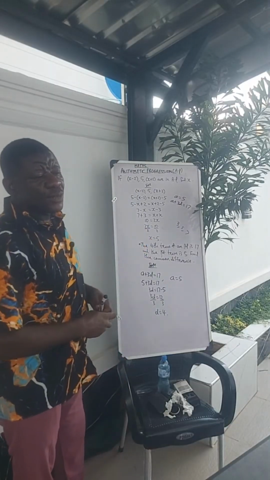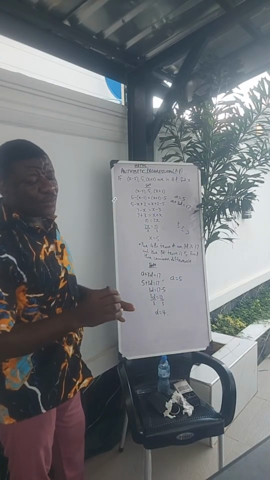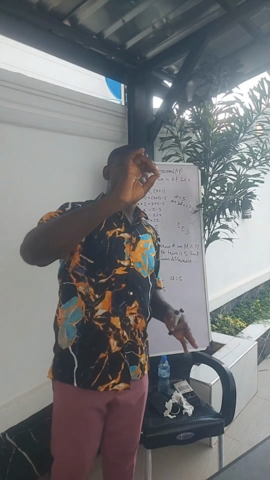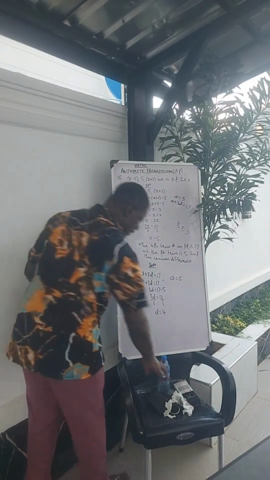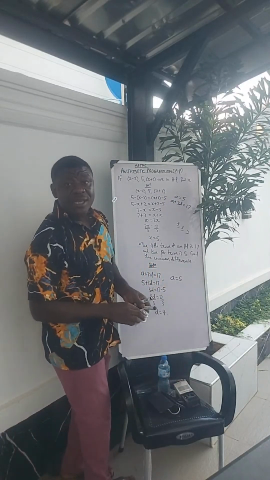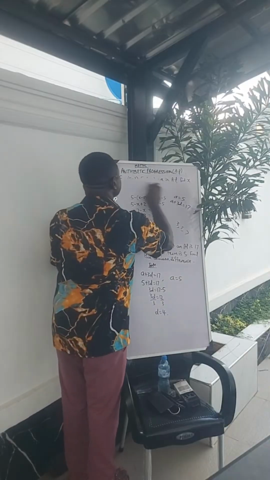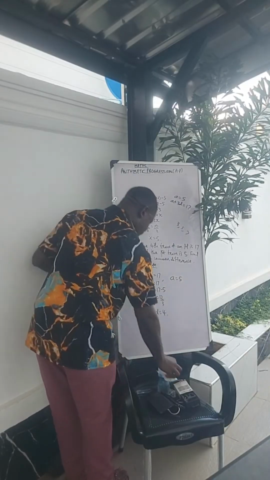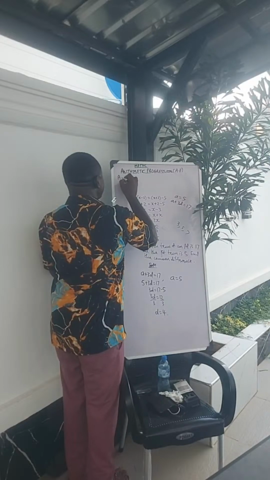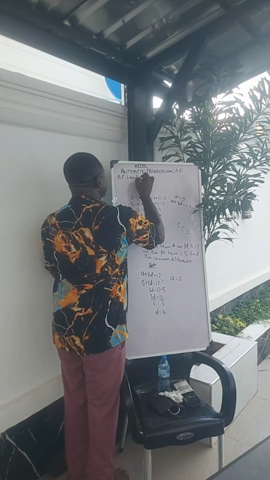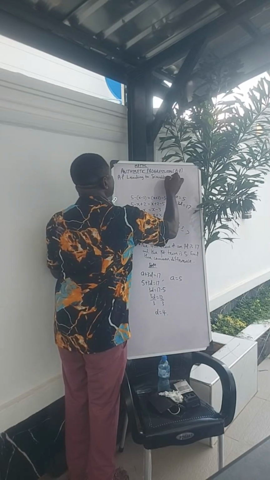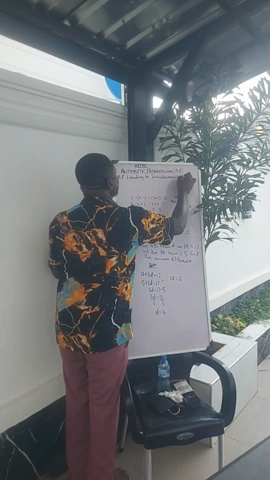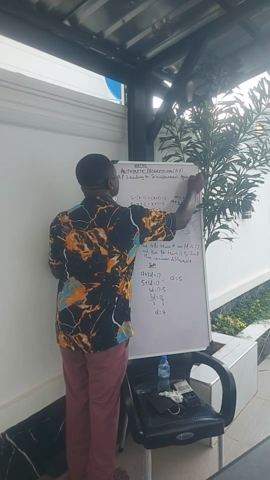Now, the number of unknowns equal to the number of equations takes us to what we call AP leading to simultaneous equations. So let's solve one. AP leading to simultaneous equations. That will be our subheading.